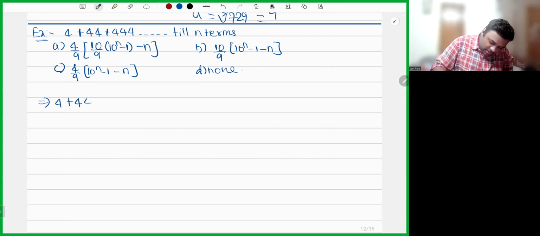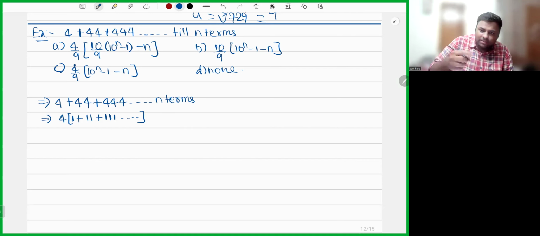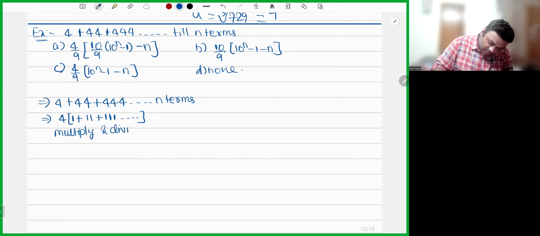4 plus 44 plus 444, and so on till n terms. What I'll do? Let me take 4 common: 1 plus 11 plus 111, and so on. Now I'll multiply and divide by 9, because this is not in GP, so to convert it into GP, I'll do this. 4 by 9. Sir, why are you doing this? Simply to convert it into GP.